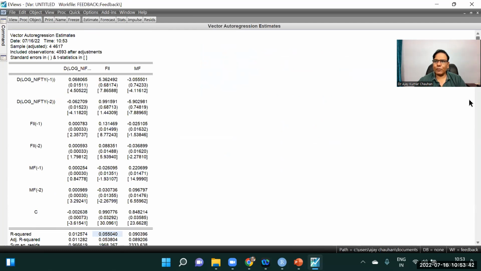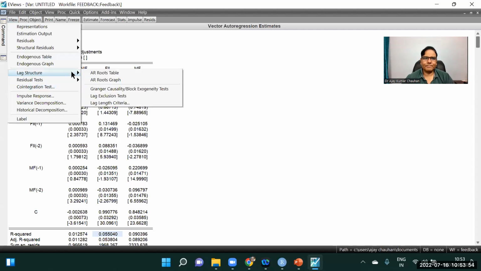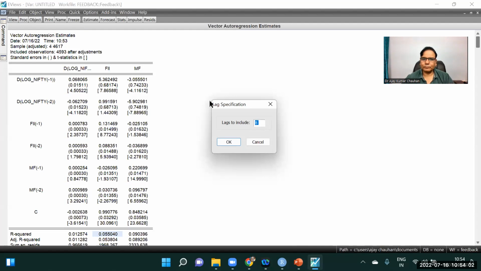So the second step of VAR is to identify the proper sequence. After that, we can go for lag selection. So this is the step of identifying the best lag. By default, it is taking 8. You can convert it into 12.